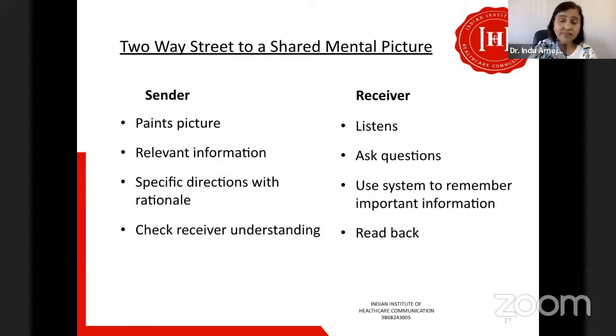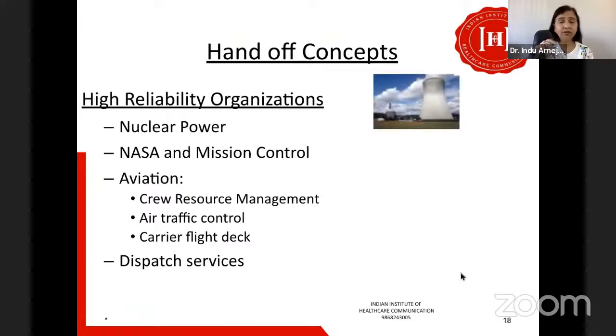So as a receiver, it should not be a passive role that you play of just listening and saying, okay, I've understood, go. It's always advisable to listen attentively, ask questions if you are not clear. Also note down what you think you need to execute, and then read back to confirm whether you have really understood. That's how you will be actually able to take a real handoff.